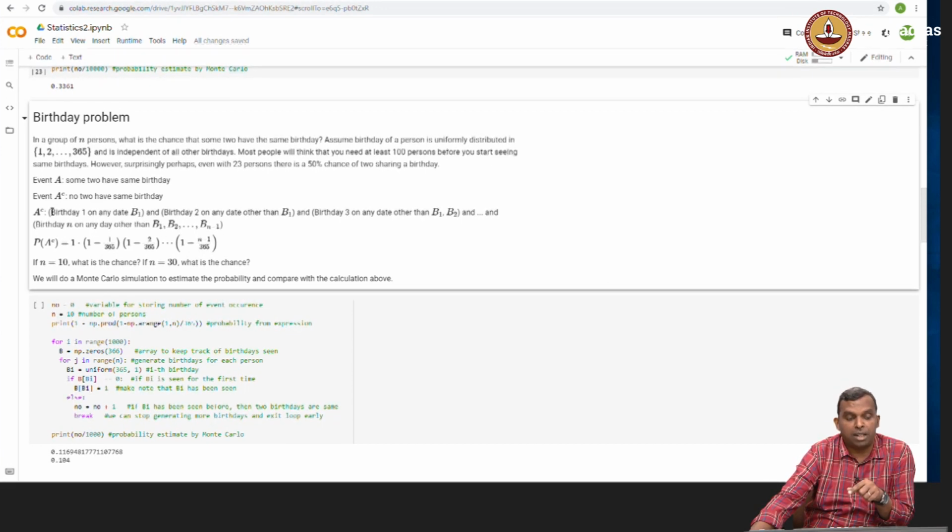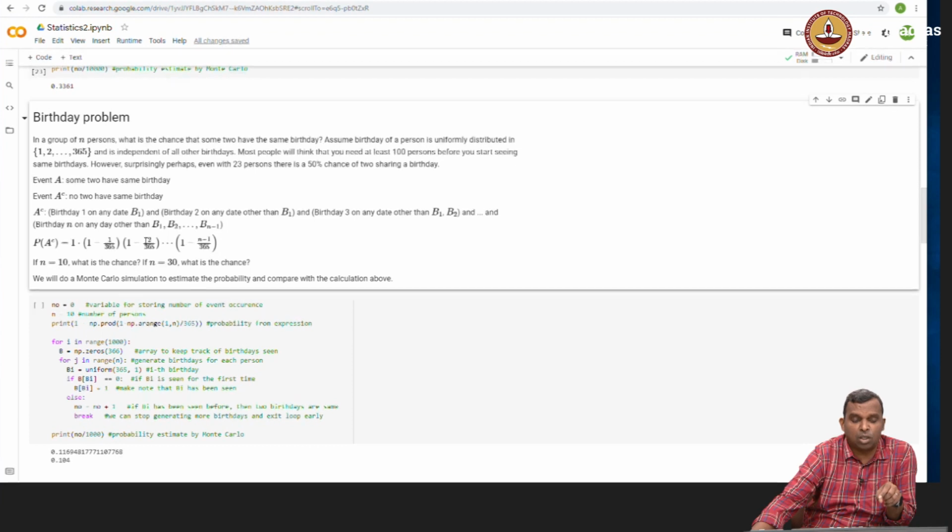So what's the probability for the first one? Birthday 1 on any date, so that's just 1, 365 by 365, everything is okay. The next one is any date other than the first person, so that will be 1 minus 1 by 365, then 1 minus 2 by 365, and so on till 1 minus n minus 1 by 365. These are all conditional probabilities. You can multiply all of them together, and you get the probability of A complement. Is that okay? Hopefully you can convince yourself of this. This is the probability that you will get. So it looks like a pretty long expression.